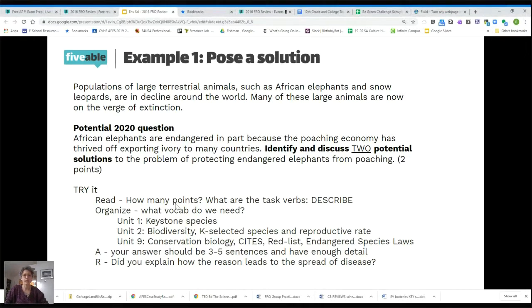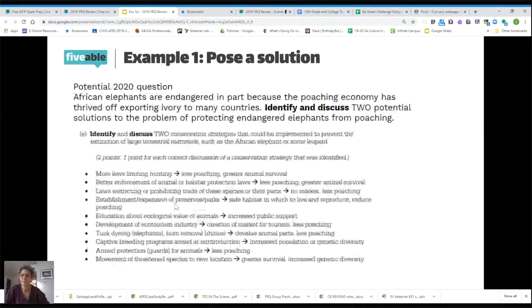So let's look at the scoring guidelines, shall we? So 2 points, 1 point for each correct discussion of a conservation strategy that was identified. So there you go, didn't take much. More laws limiting hunting would result in less poaching, greater animal survival. That part is important, bringing it back in. There's no half points. So I think in your response, Dakota, I think you also had to bring it back around.